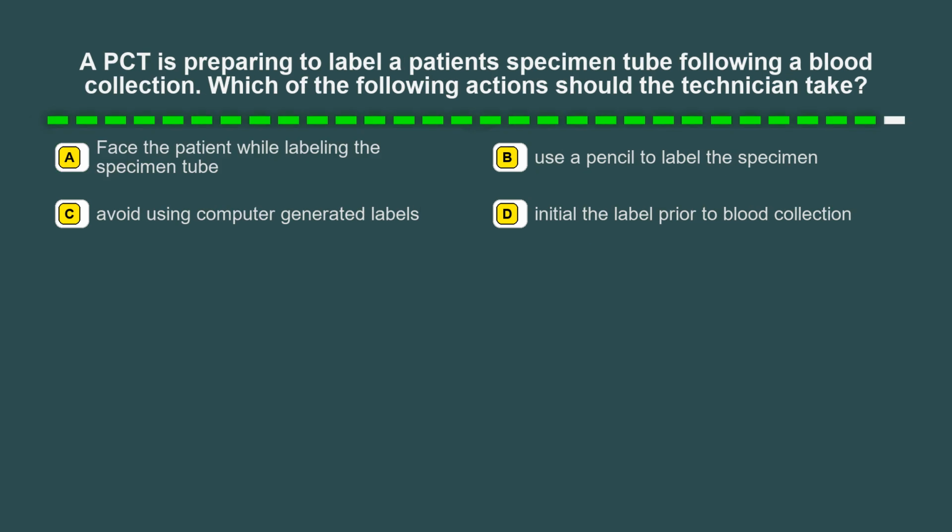Question 19. A PCT is preparing to label a patient's specimen tube following a blood collection. Which of the following actions should the technician take? Option A, face the patient while labeling the specimen tube. Option B, use a pencil to label the specimen. Option C, avoid using computer-generated labels. Option D, initial the label prior to blood collection.